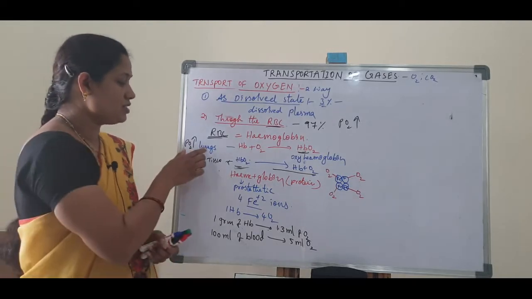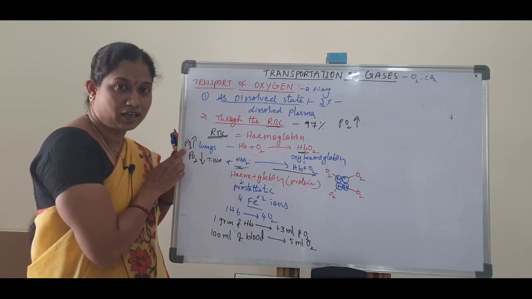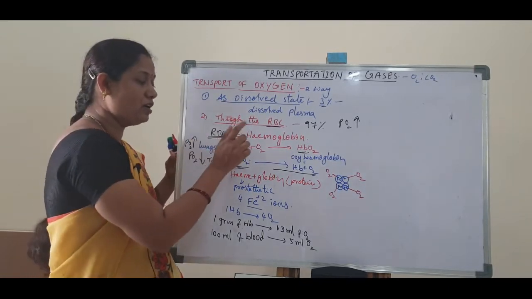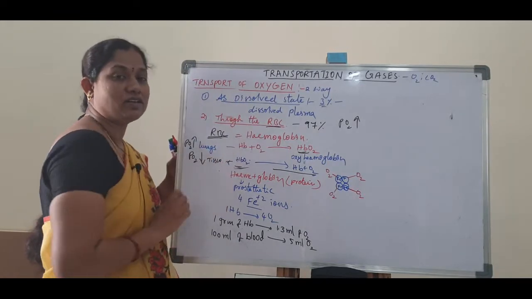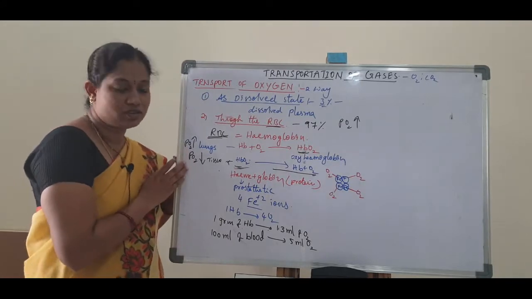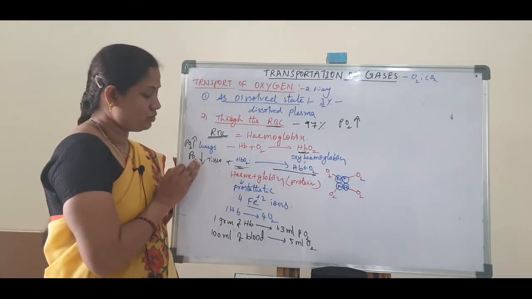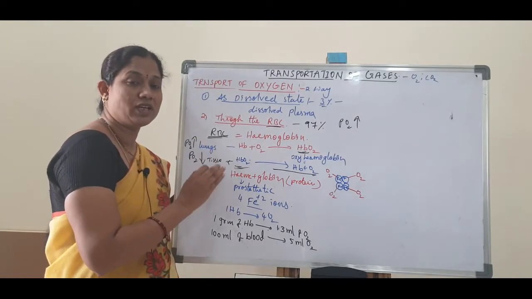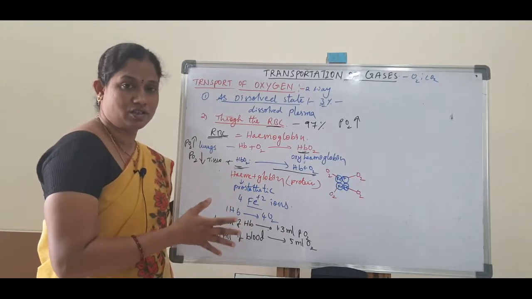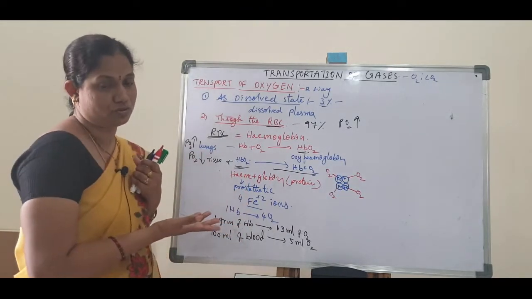Next, what will happen in the lungs region? The partial pressure of oxygen is high. So this partial pressure of oxygen helps the binding of hemoglobin with oxygen to form oxyhemoglobin. Whereas in the tissue region, the partial pressure of oxygen is low. That's why the oxyhemoglobin dissociates and releases the oxygen into the tissues. In this way, oxygen is transported to the tissues.